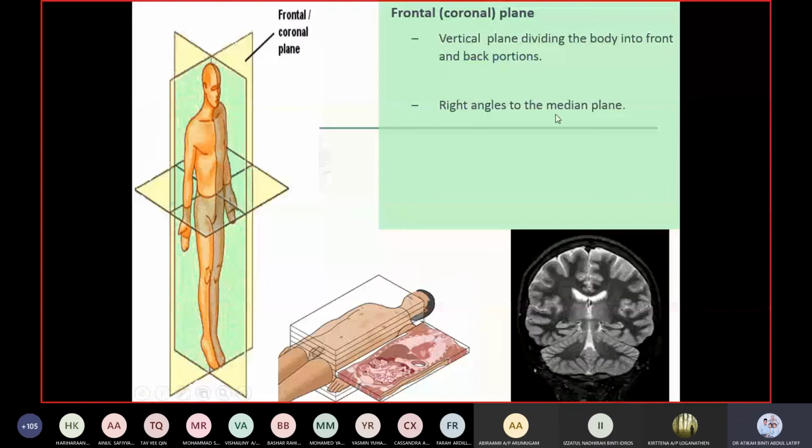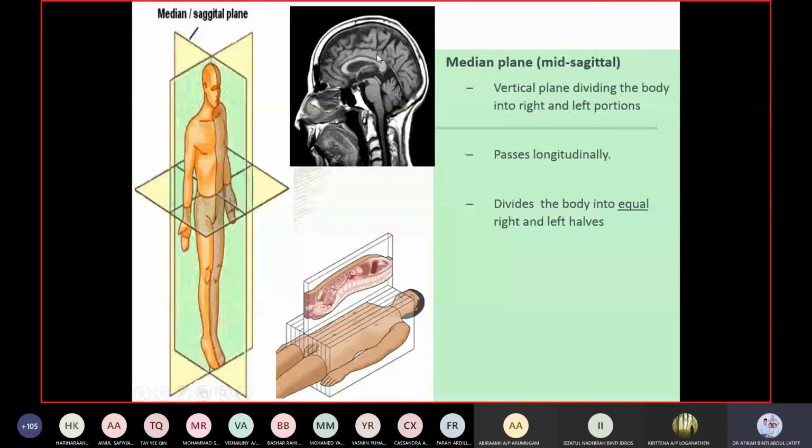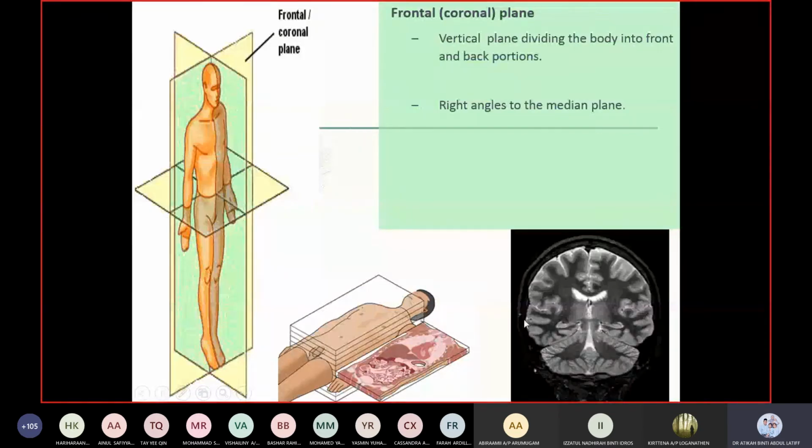Okay, how about frontal or coronal plane? This again is a vertical plane, but it divides the body into front and back. So for example here, this is a coronal section or coronal cut in the head. You can see here this is the brain, right and left part of your brain. This is the cerebellum, and these are your ventricles. So this is the median plane, and this is the coronal plane.